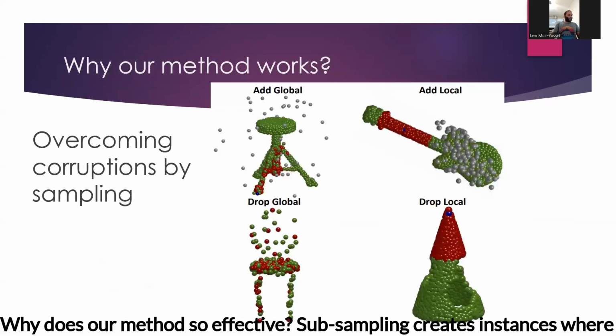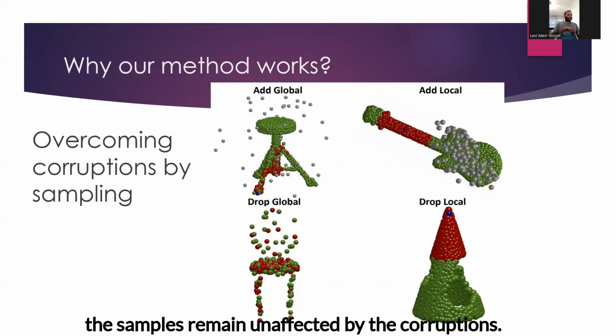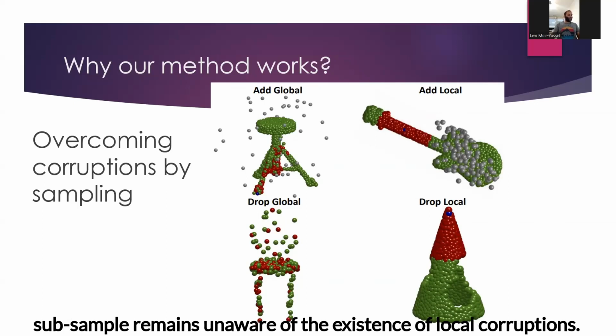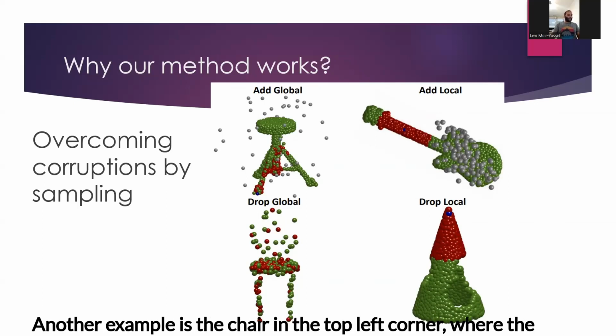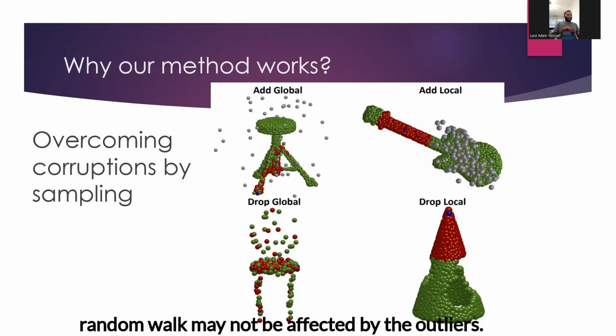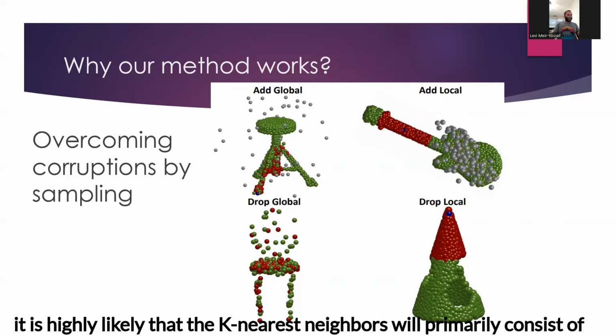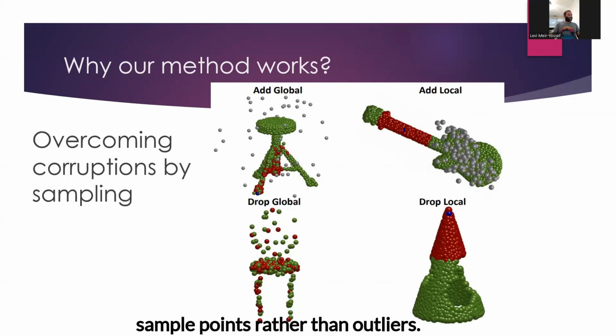Why is our method so effective? Subsampling creates instances where the samples remain unaffected by the corruptions. For instance, consider the cone and guitar example, where the patch subsample remains unaware of the existence of local corruptions. Another example is the chair in the top left corner, where the random walk may not be affected by the outliers. When we initiate the process from an anchor point within the sample, it is highly likely that the k nearest neighbors will primarily consist of sample points rather than outliers.